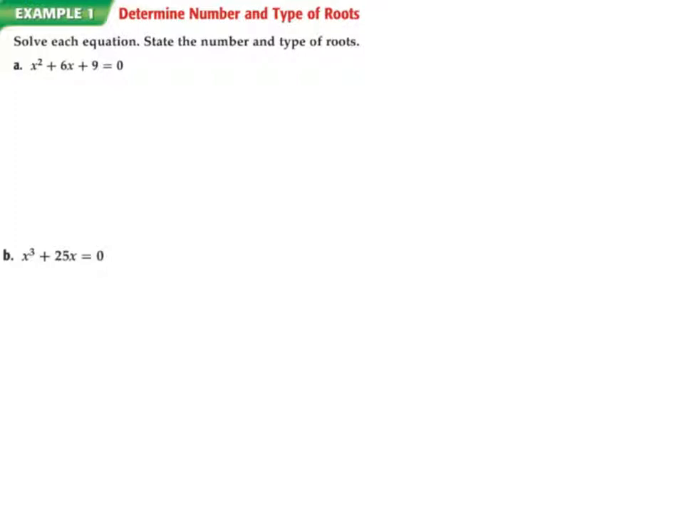On A, we have x squared plus 6x plus 9 is equal to 0. So the first thing we want to do is factor. If we go ahead and factor this, we're going to have x plus 3 times x plus 3, because 3 times 3 equals 9, and 3 plus 3 equals 6. So, we're going to set them both equal to 0. So we're going to have x plus 3 equals 0, and x plus 3 equals 0.